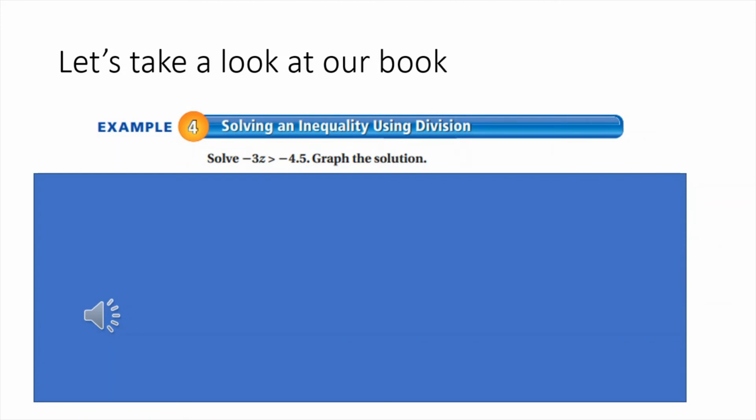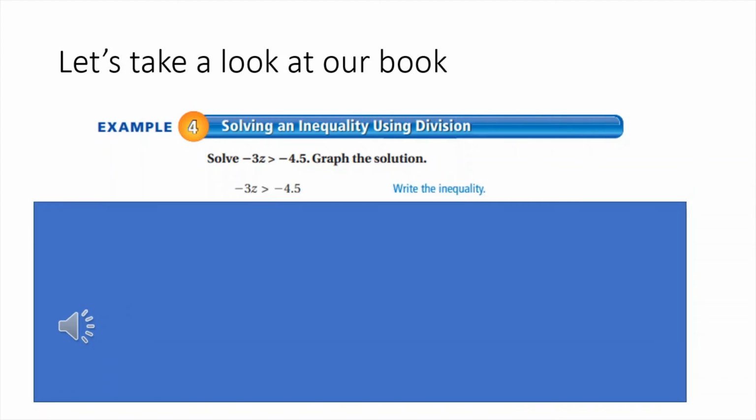We've arrived at our final example. This is the more difficult division problem. We're being asked to solve negative 3z is greater than negative 4.5. What do you think your first step is? If you said to write the inequality down on paper, you are correct. That again is always our first step. Write it down to give yourself some space to work it out. But what do you think your first mathematical step is?